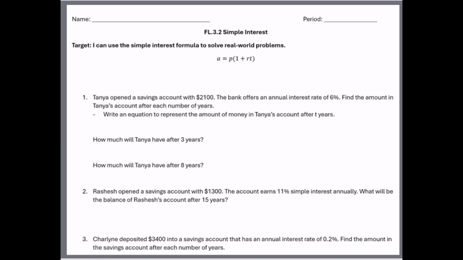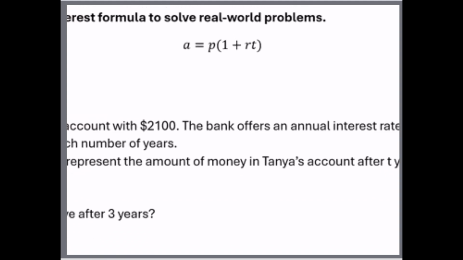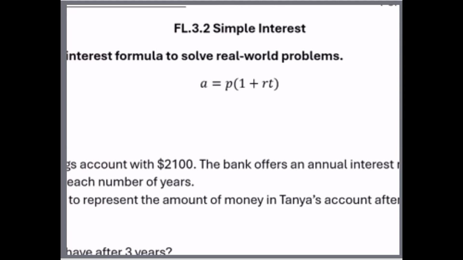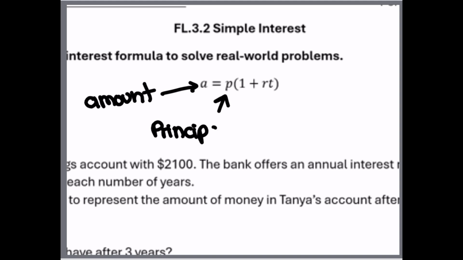First, we're going to go over the formula, which is this one. A equals P(1 + RT). So normally when we talk about simple interest, we're talking about money. Our A stands for the amount of money we're going to have. Our P is our principal, and that's normally how much money you start with, or what you're putting into the account.